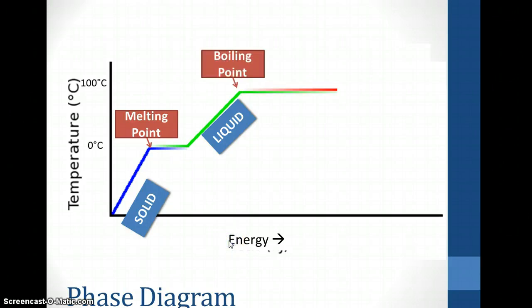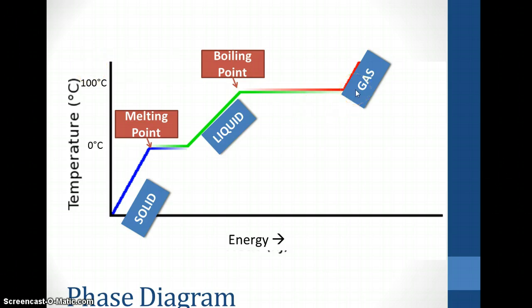Next, after the liquid phase, we get to the boiling point when the energy and the temperature get high enough. At this point, the liquid starts to turn into a gas, and our gas is located all the way over here on the right side of our diagram. In the middle here, we have boiling or vaporization. This occurs in this substance at about 100 degrees Celsius.